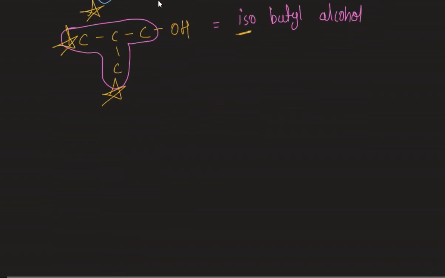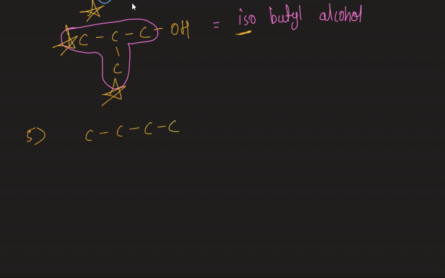Next, in the fifth example, if I take 4 carbons and directly attach something here, since it is a straight chain, I am attaching extra groups to a straight chain compound, so I will call it N. N indicates straight chain. Since there are total 4 carbons, I will call it N-butyl. If the star mark is an OH group, then I will call it N-butyl alcohol. These are not the IUPAC names, these are common names.